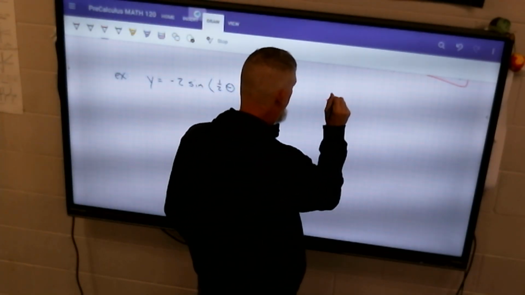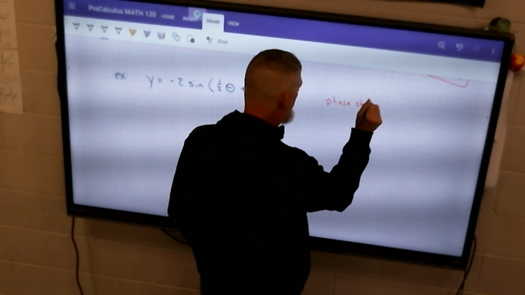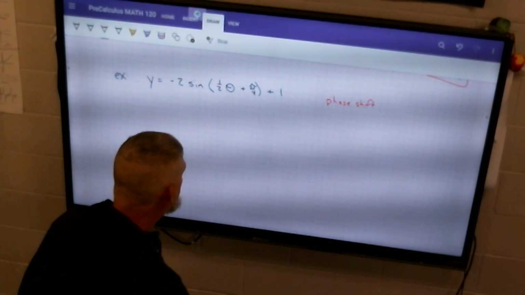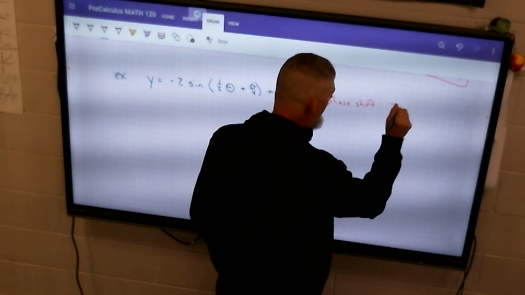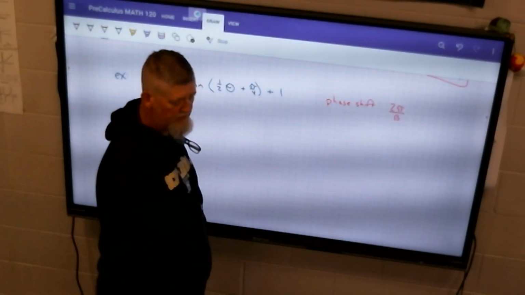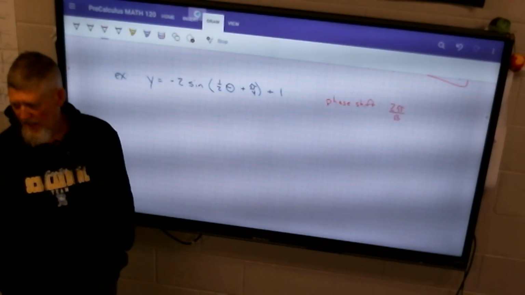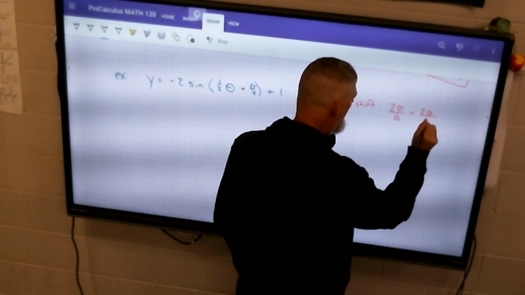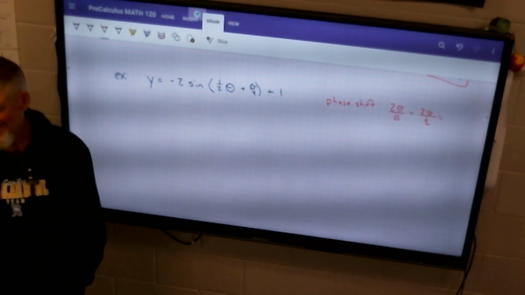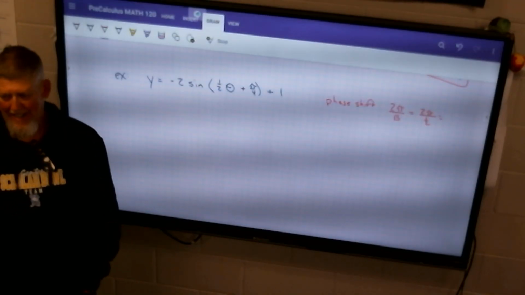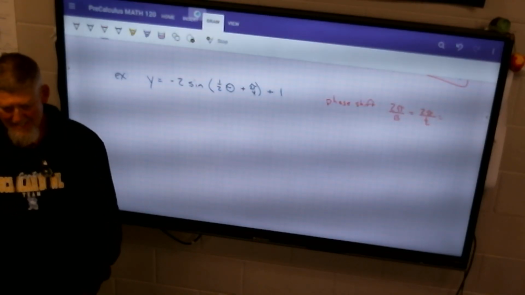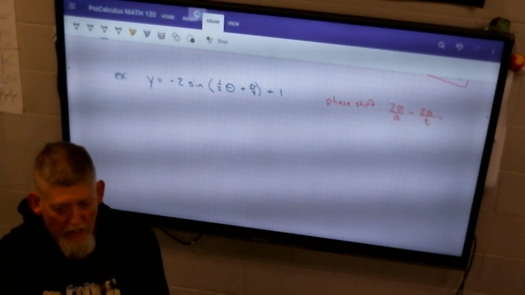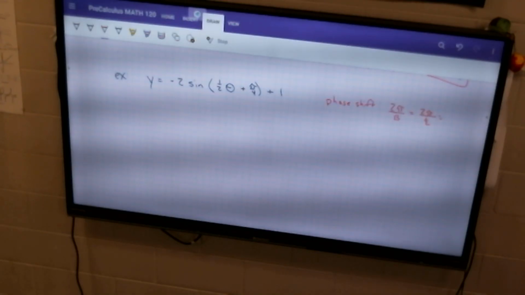Okay? All right. So phase shift. Let's start going through the math. Phase shift is going to be 2 pi over b. So it's going to be 2 pi over what? 1/2, which means it's going to be what? What's 2 divided by 1/2? What'd you say? You said 1? Not 1/2?